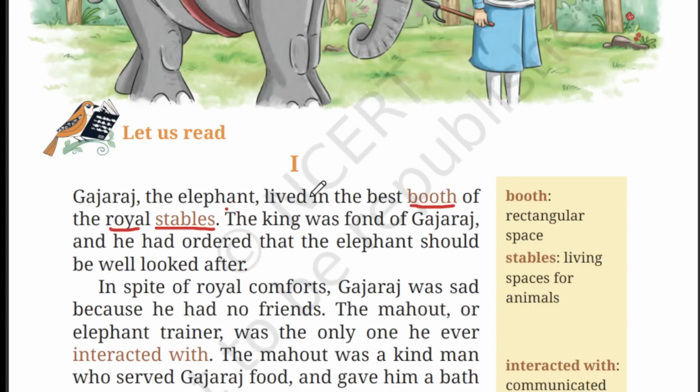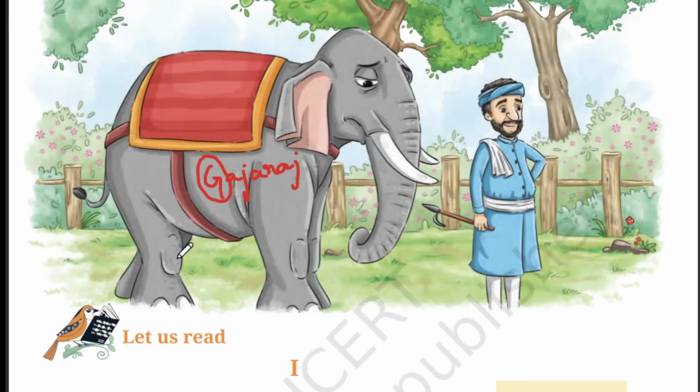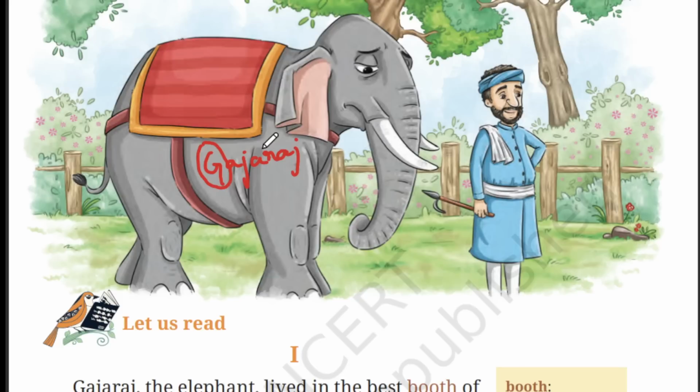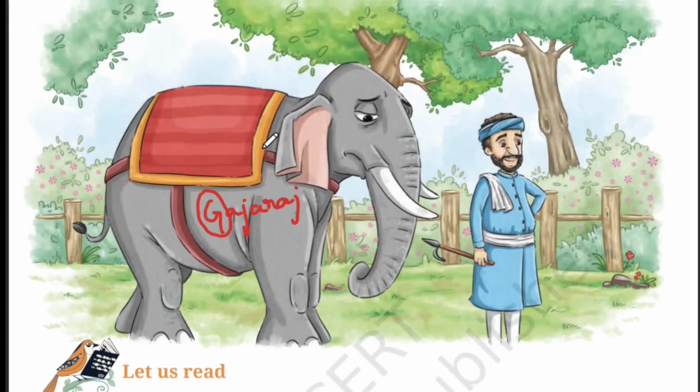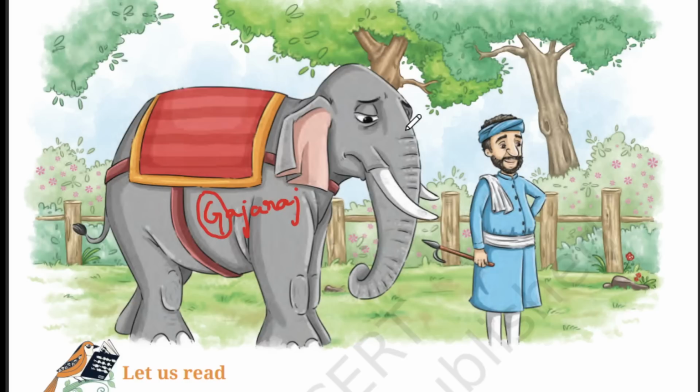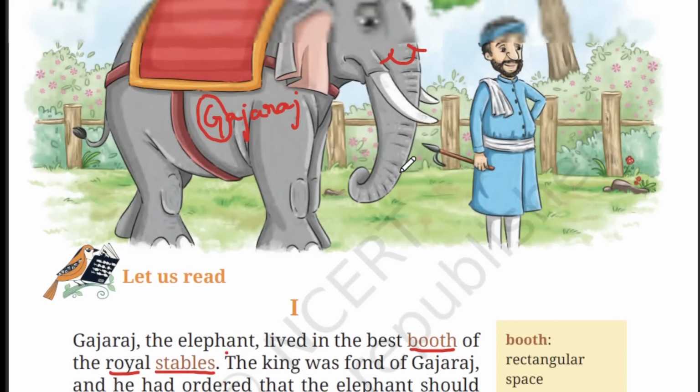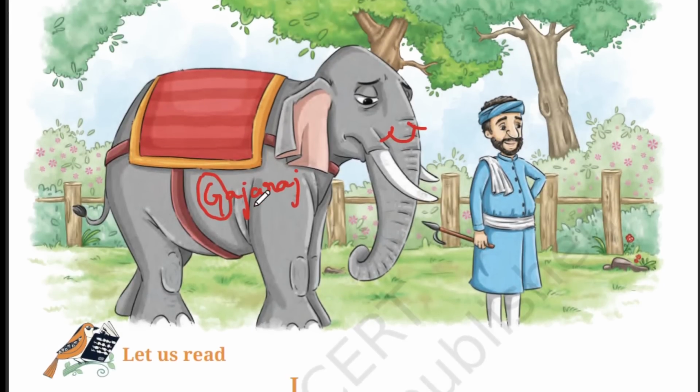The king was fond of Gajaraja and he ordered that the elephant should be well looked after. So the king likes the elephant Gajaraja very much. He ordered that the elephant should always be looked after in a very kind manner and should be always happy. But when you see this elephant's face, do we see the elephant is happy? No, the elephant is sad. It is very, very sad. Look at these eyes. It is not happy. So let's go into the lesson and see why the elephant is sad.